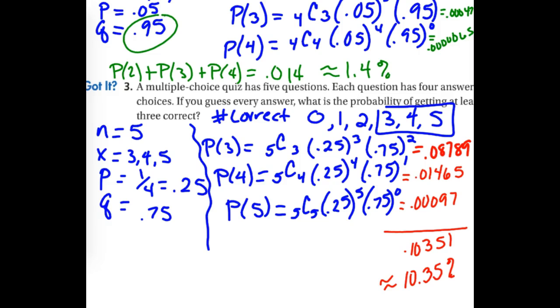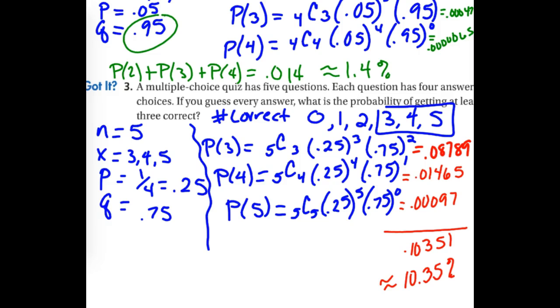All right, checking our numbers. For the first one, you should have about 0.087. Next one, about 0.014, and the next one, 0.0009. We add those 3 up. I got 0.10351, so about 10.35%.